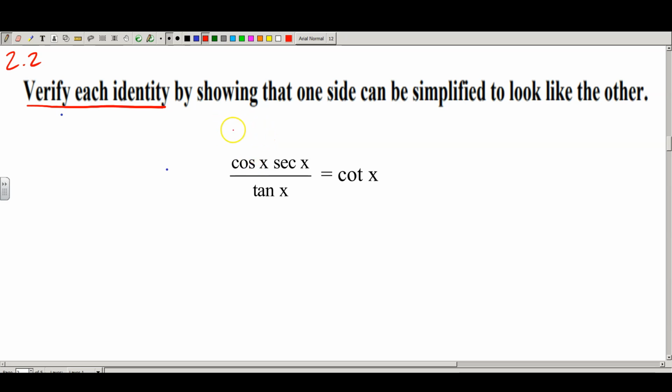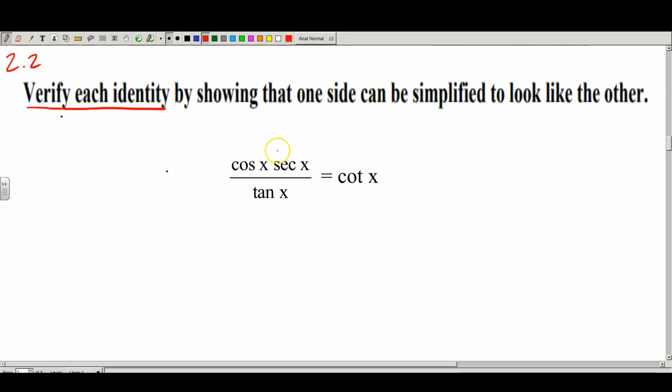So what you need to do is you're going to be given an identity. You're going to be given an equation that essentially says, hey, the left equals the right hand side, or maybe they're asking you to demonstrate that the left hand side equals the right hand side. So that's kind of what verify or prove or show that this identity is true by showing that each side equals each other. So very similar to what we did in 2.1. What you need to do is change one side, or sometimes you can change both sides so that you get the same thing. Show that they're equal.